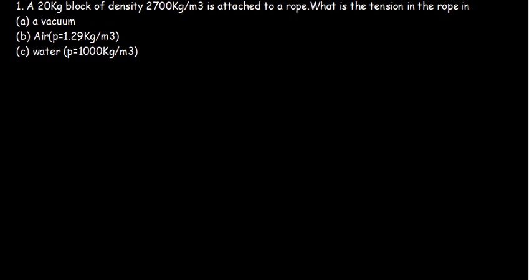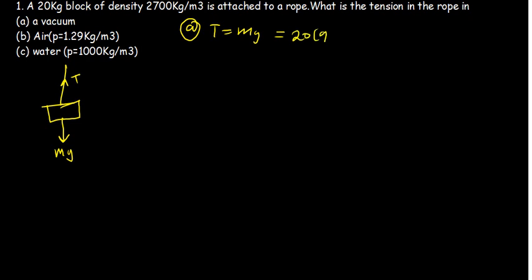So let's calculate these questions here. A 20 kg block of density 2700 kg per meter cubed is attached to a rope. What is the tension in the rope in a vacuum? Here we've got a rope and an object. There is a tension force in that direction. This object has a certain weight which is mg. Because there is no other force, the weight is going to be equal to the tension. Mass is 20, g is 9.8, so that is going to be equal to 196 newtons.